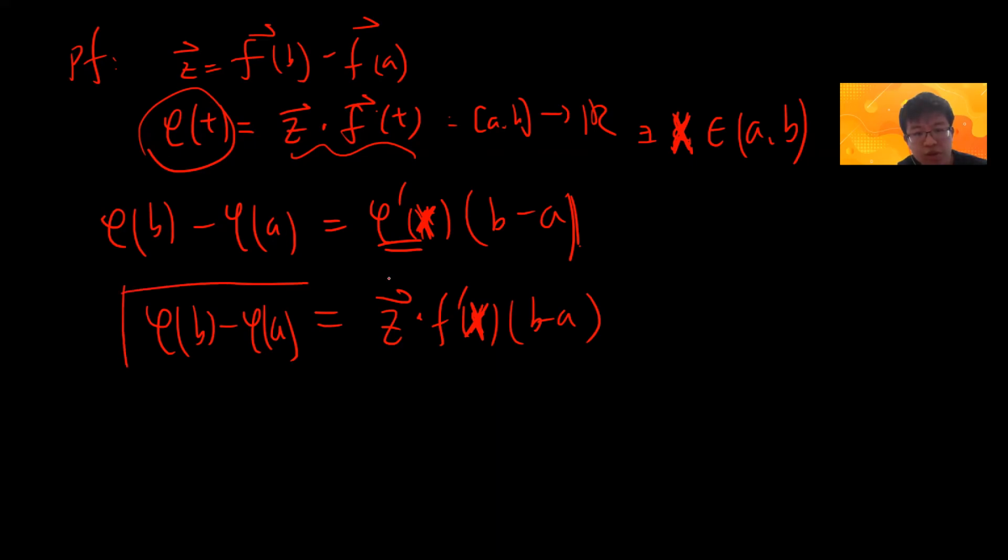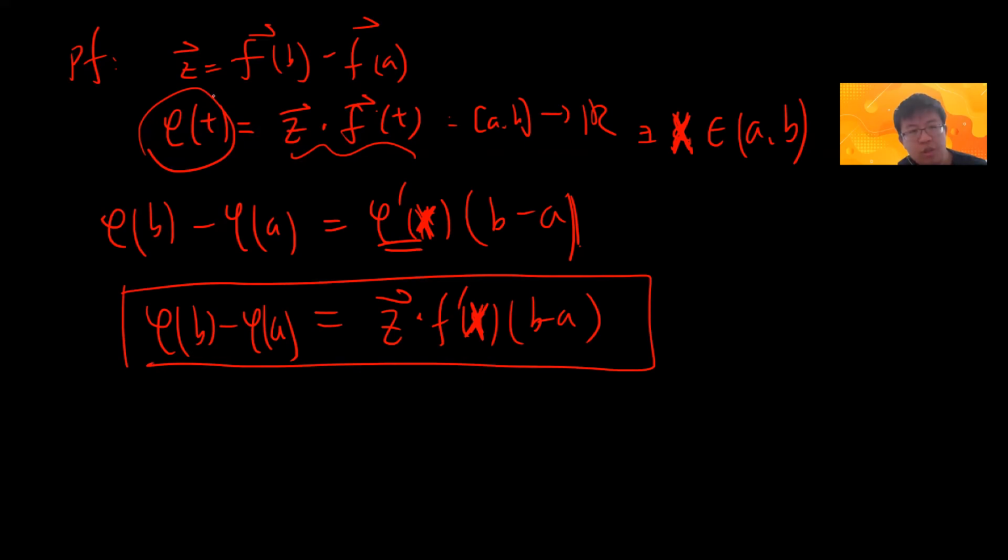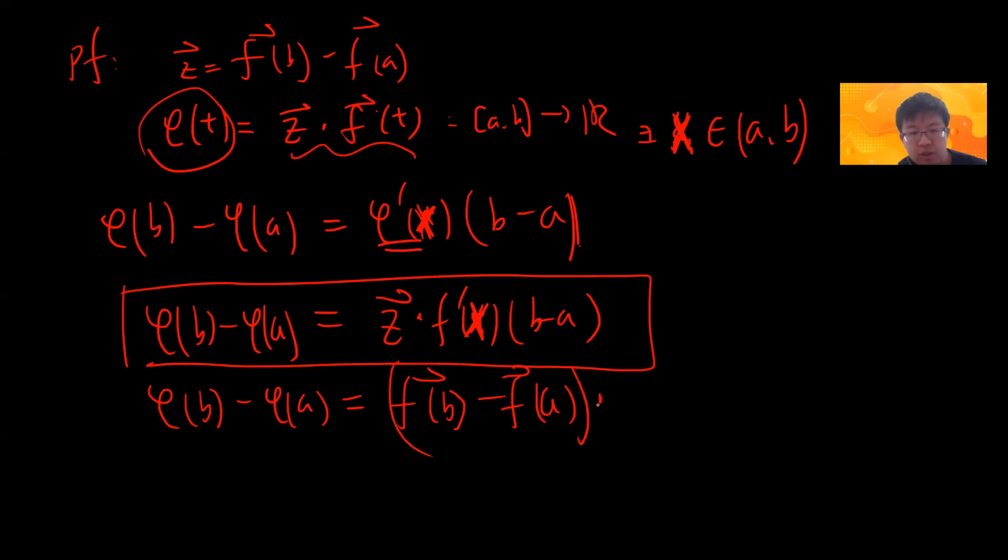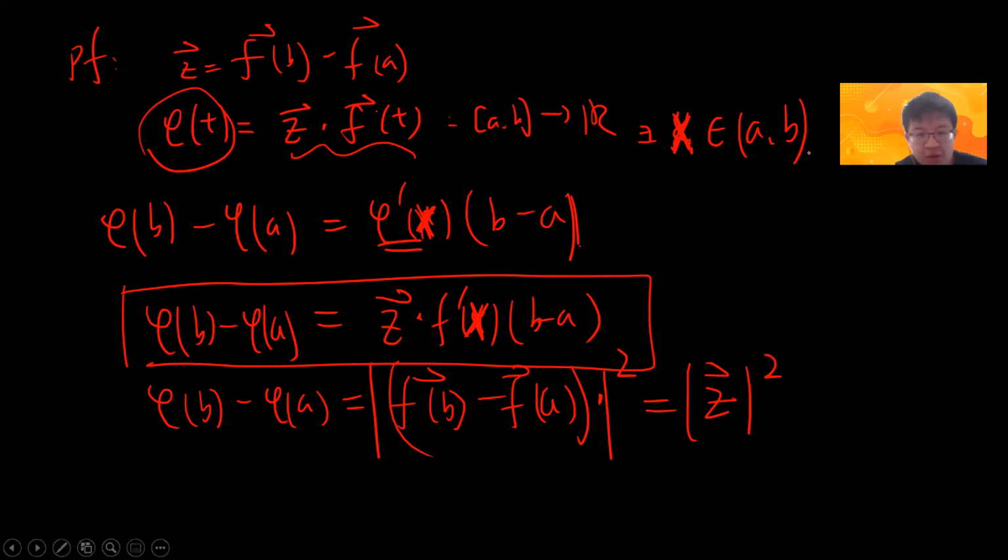So this is one result, right? And another result is that if you see the definition, this z dot with f of t, so your phi of b minus phi of a is just f of b minus f of a, dot with this f of b minus f of a, right? So this becomes the absolute value, basically the absolute value of z squared. Okay, so now let's combine what we have.